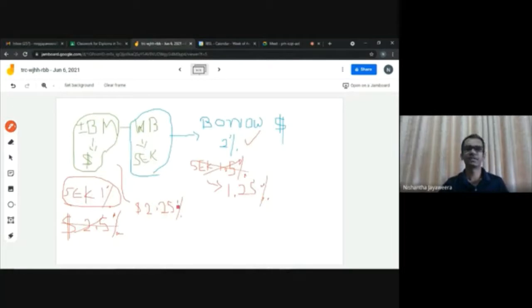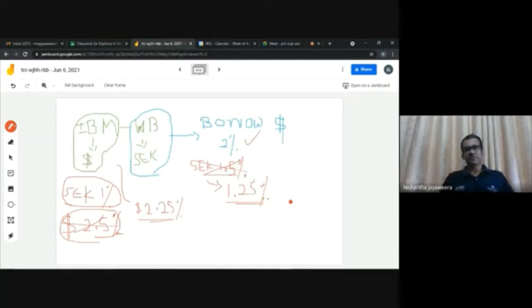So both parties get the benefit. Instead of paying 2.5, now IBM is paying only 2.25. Instead of paying 1.5, now World Bank is paying only 1.25. So we call this the comparative advantage. So that can be done. This is the origin of this product.